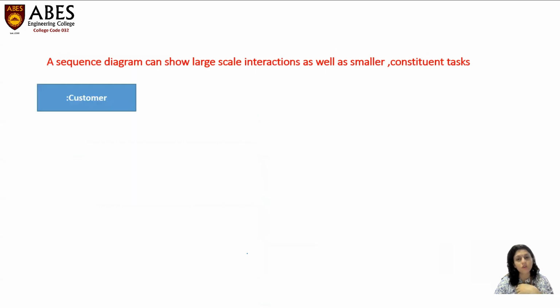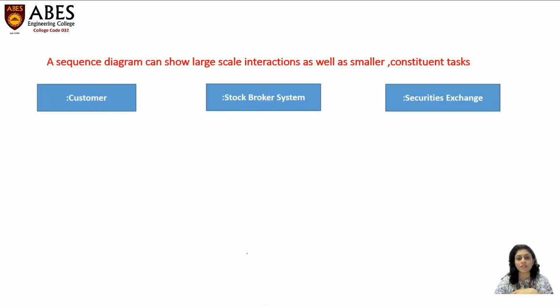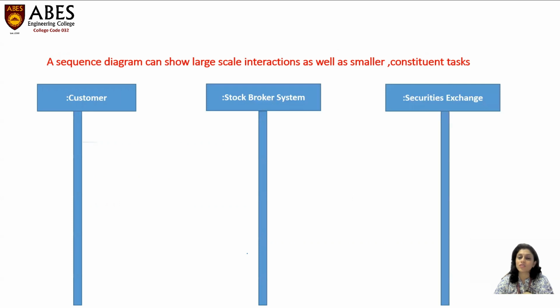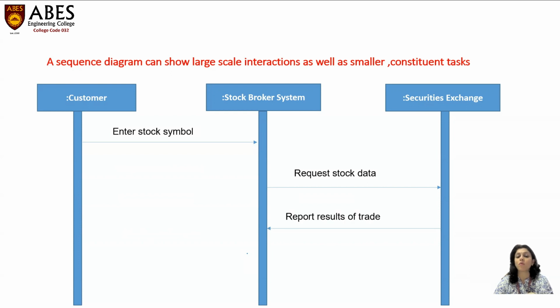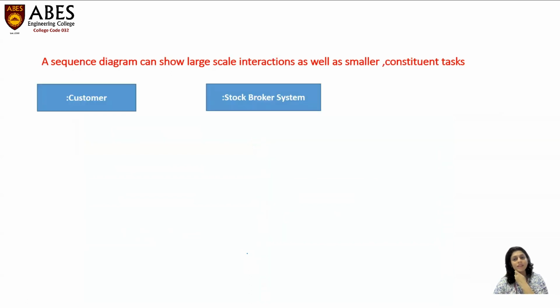Now see here also, one more constituent task is shown, wherein there are again the 3 objects here. The customer is entering the stock symbol. The stockbroker system is requesting the stock data. The security exchange is reporting the results of trade, and it is displaying the quote to the customer. So this is another case of another sequence which is being developed among these three set of objects only, right?